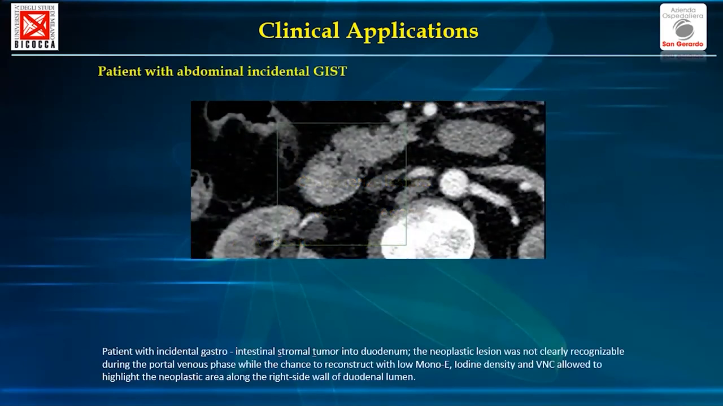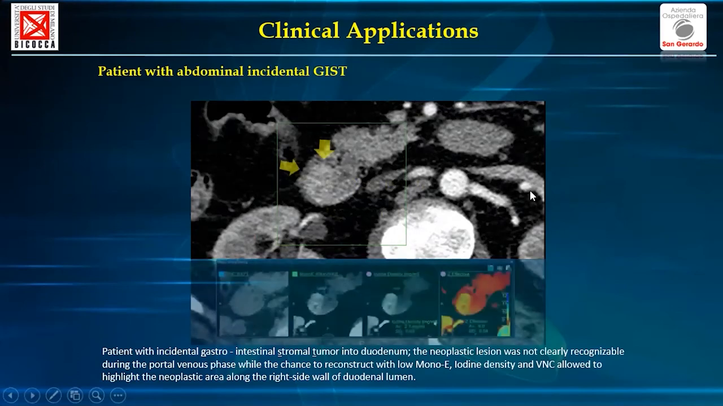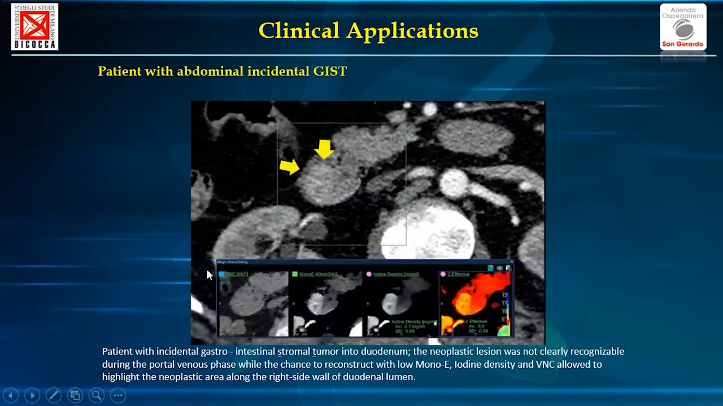This was a patient with a suspected abdominal gastrointestinal tumor. In this case, we have an arterial phase in which the tumor is not enhancing. And so we know that it's quite difficult to distinguish the tumor from the food. But what can we do now with the new scanner? We are able to create the material decomposition. We can derive the unenhanced CT scan. And so no hyperactive lesion can be recognized inside the duodenum lumen.